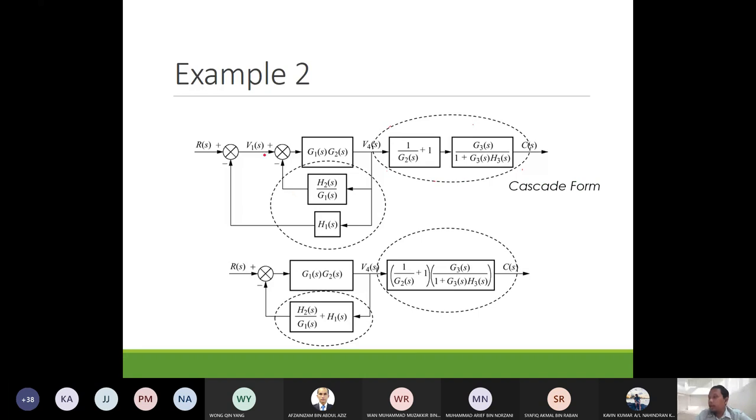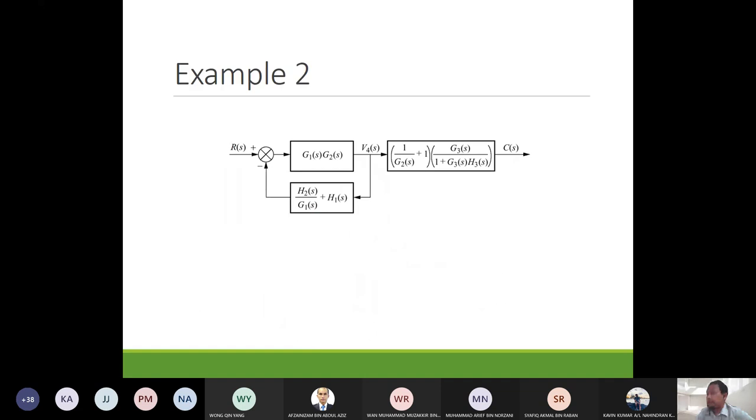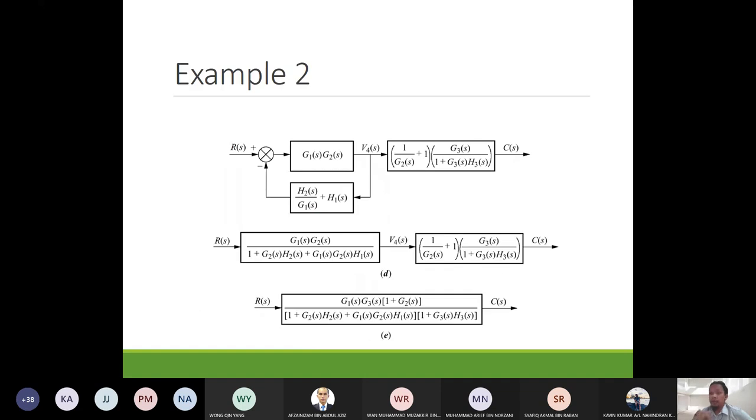And then when you combine these two summing junctions, then H2 over G1 and H1 here are in parallel, similar to example number one. So they are in parallel, you can just add them up together. And then from here, you can further simplify or repeat the process.